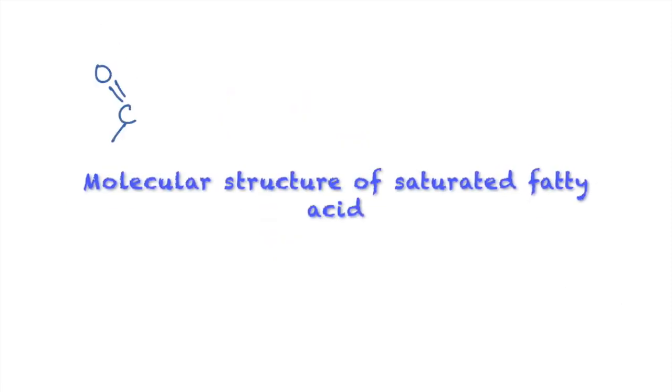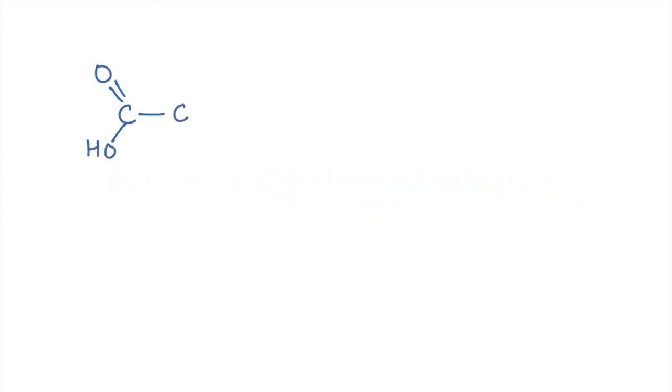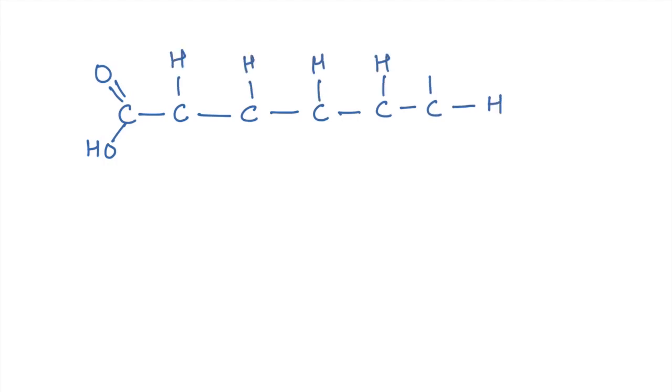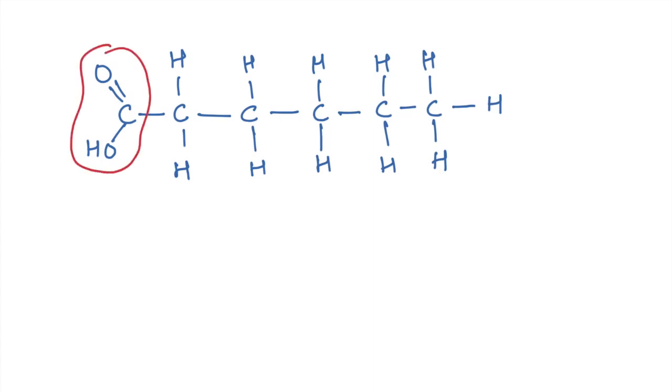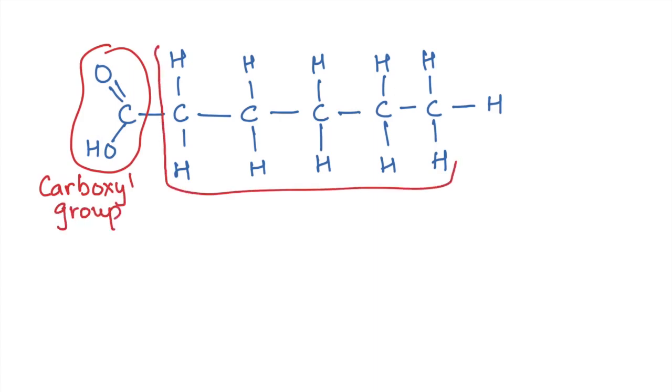Next, let us start the drawing of a saturated fatty acid. Now here there is a chain of carbon atoms present. The first carbon atom has oxygen with a double bond and a OH group. The last carbon here has 3 hydrogen atoms attached to it. Now the first one here, which has the oxygen and the OH group, is the carboxyl group, and the rest of the carbon atoms form the hydrocarbon chain.